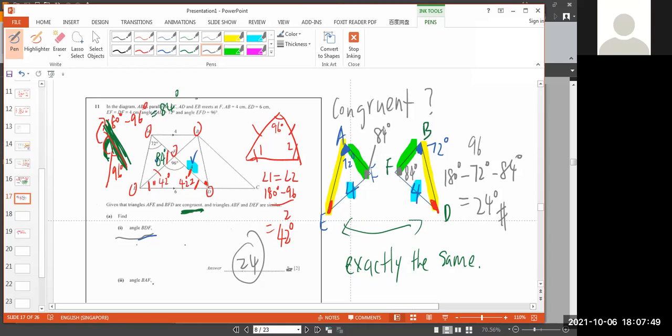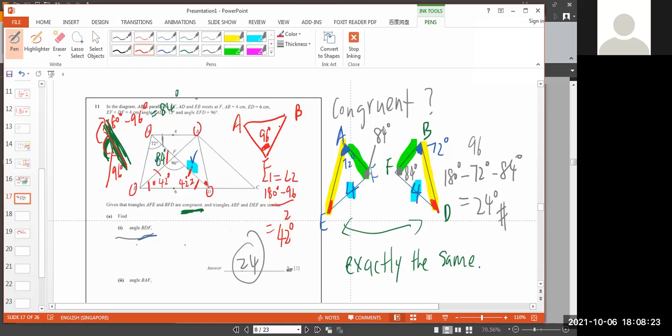So the next one is BAF. Where's BAF? BAF is here. In fact, BAF is very simple. You just have to extract it out. This is BAF. I think this is 96. So this is 96. Opposite is also 96. So this is also 96.